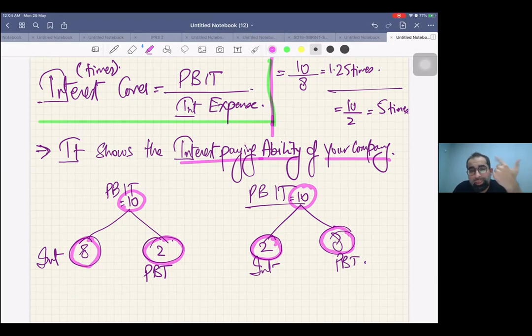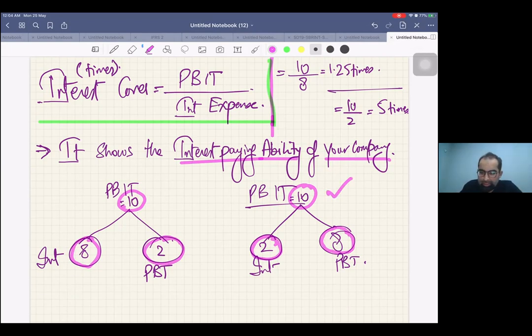Now, you tell me, as a bank manager, which company you will give a loan to? Both are your clients. Both are asking for a loan from you, and you are the bank manager. Which company will you entertain? Obviously the second one is better. Why? Let me give you a basic logic.